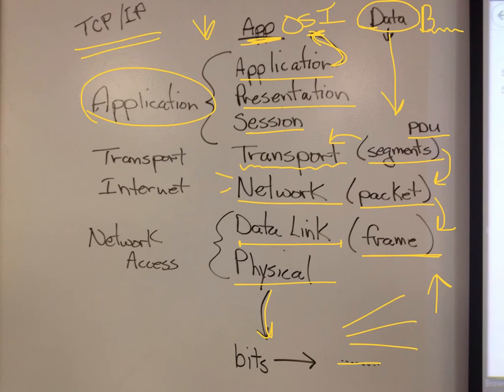In the TCP/IP model of this, they call this whole first group the application layer. I'll use another color here. Application layer. The transport layer is still called the transport layer. The network layer, they use the term internet layer, and then they combine this as network access. Okay.